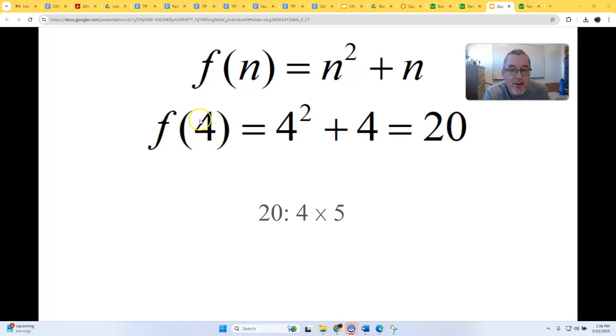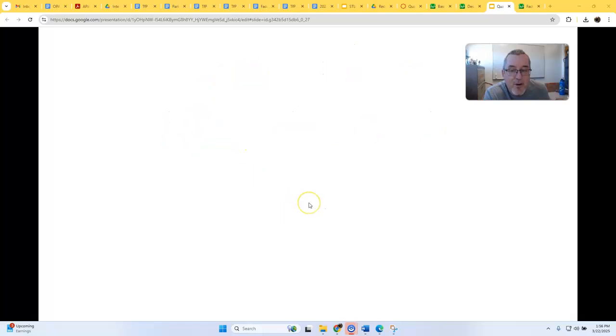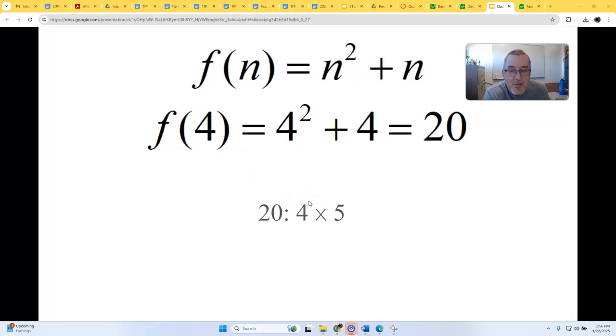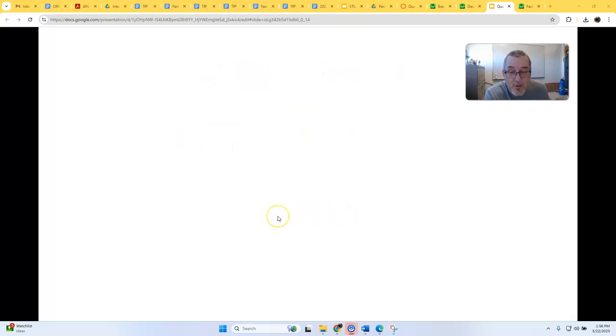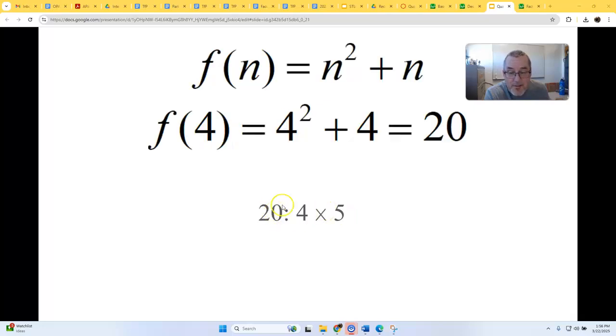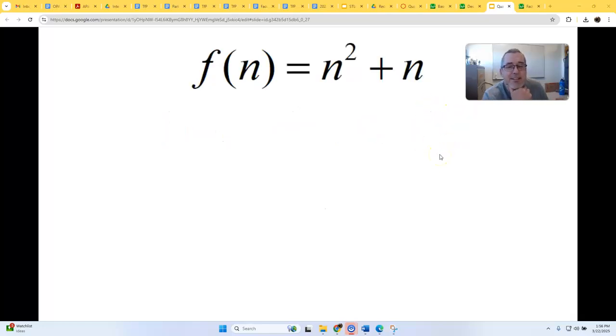So 4 and 5. Remember before, when I had a 3, the factors that I had you choose to look at were 3 and 4. 3 times 4 gave you 12. And now 4 times 5 gives us the 20. Do you see what's going on here?